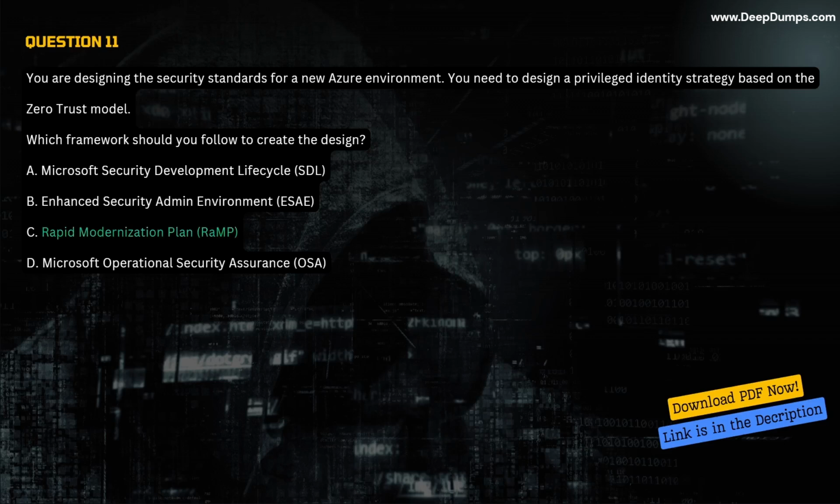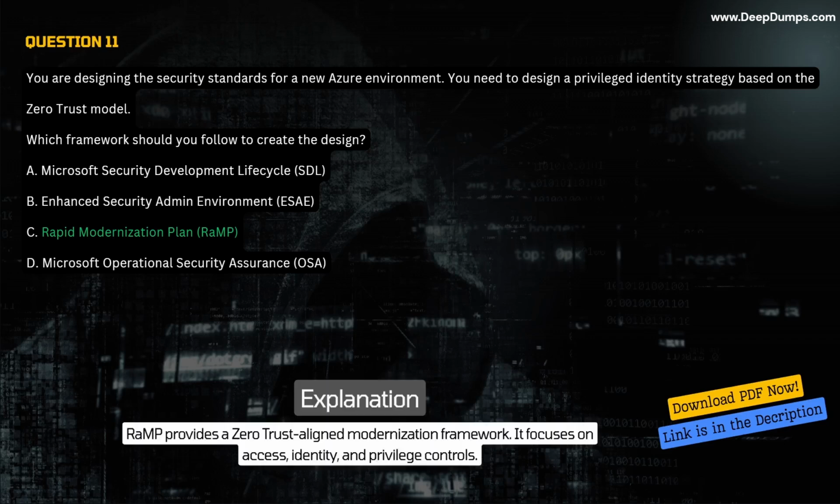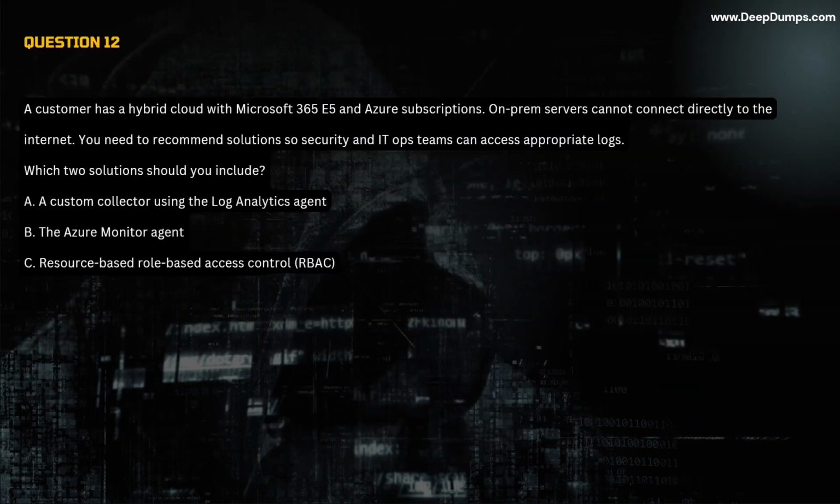Correct answer C. Rapid Modernization Plan (RAMP). Explanation: RAMP provides a Zero Trust-aligned modernization framework. It focuses on access, identity, and privilege controls.